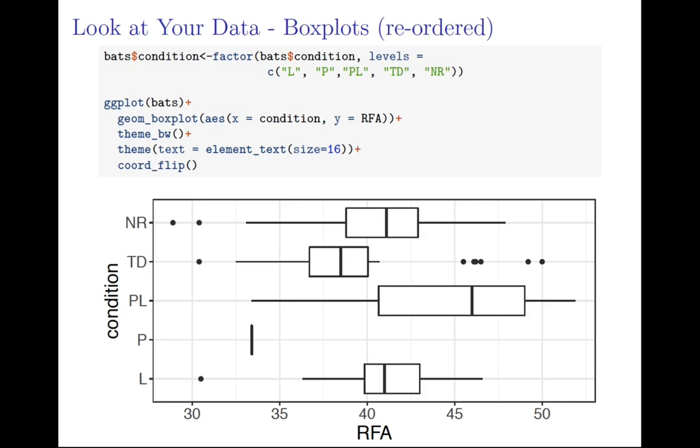But say you don't like the way that those factors are ordered. So for some reason, having the condition be in the order L, P, PL, TD, NR is better for your data. You can easily reorder it with this code here. And I use this quite a bit, especially if you're working with any sort of categorical treatment variables or anything like that. This can be really useful.